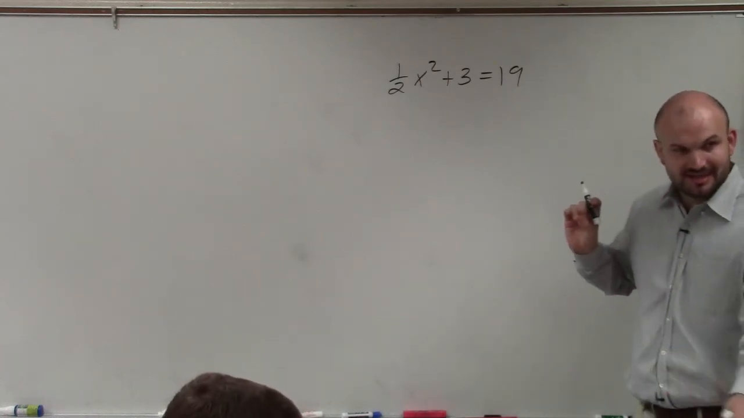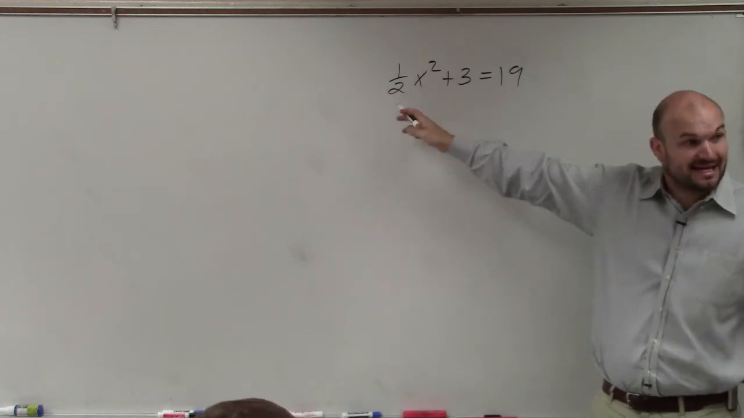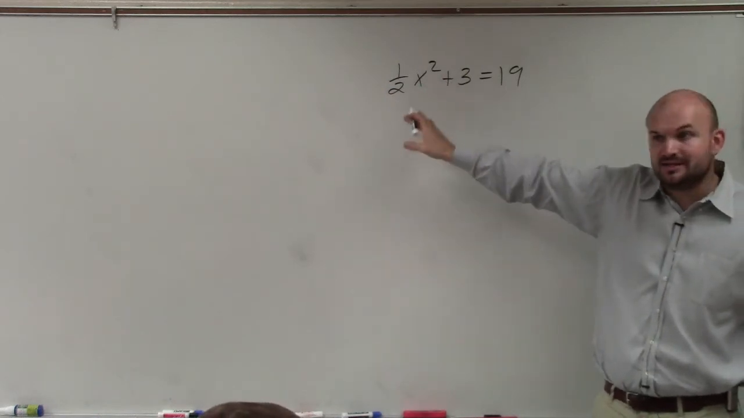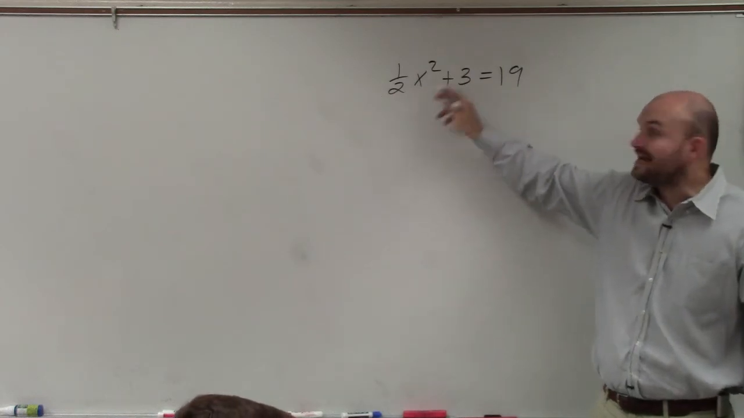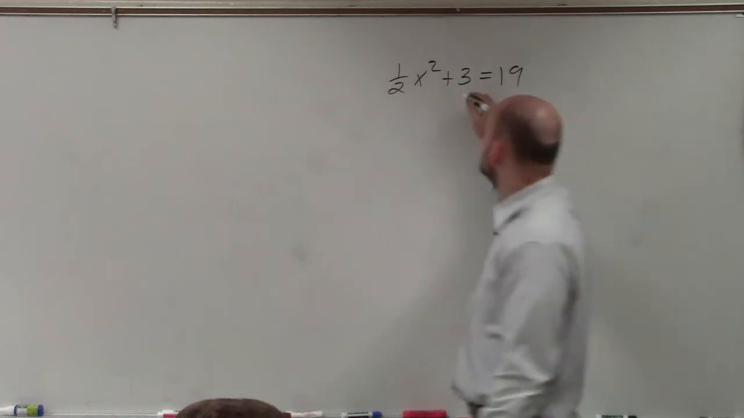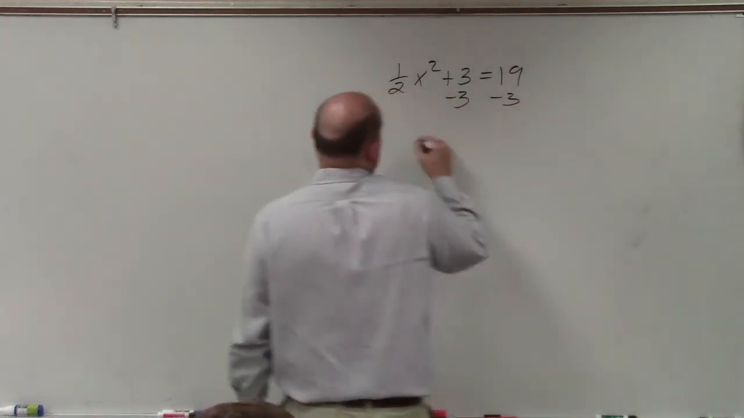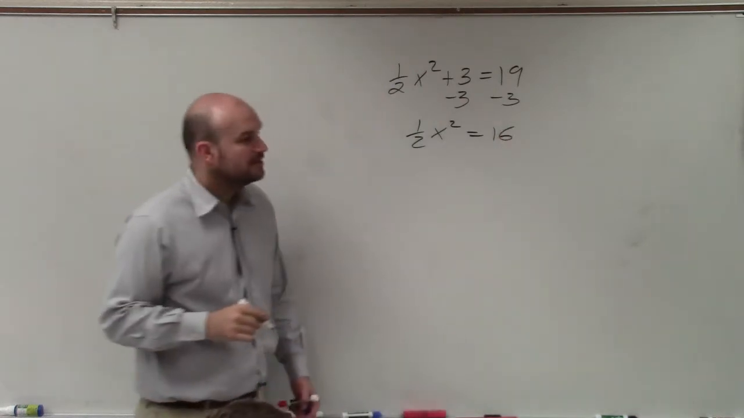However, in the first examples, you guys can see there's only one x. Yes, that x is squared, but it's isolated. It's the only value of x. So therefore, I can use inverse operations just like I was solving a regular equation. I can subtract a 3. I'd have 1/2 x squared equals 16.